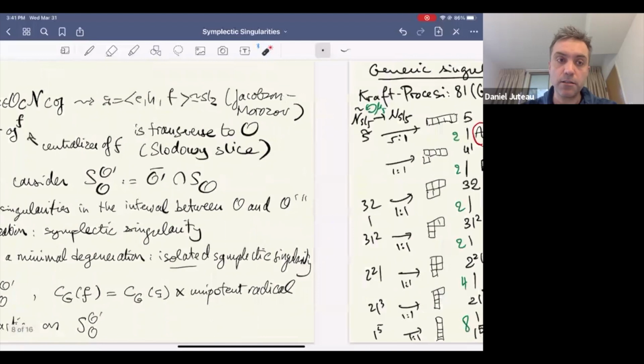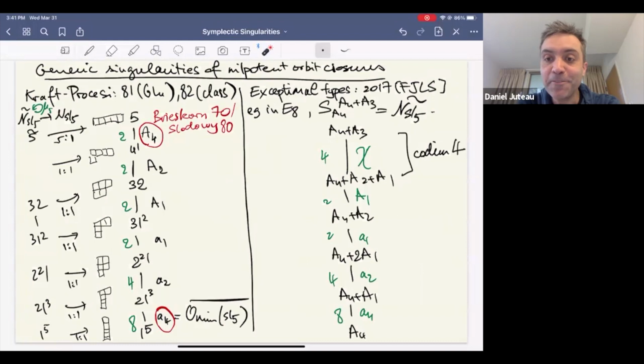And then you can try to describe all minimal degenerations in your poset of nilpotent orbits. So this was studied by Kraft and Procesi at the beginning of the 80s, so way before this paper of Beauville. Their initial motivation was the problem of normality of nilpotent orbit closures.